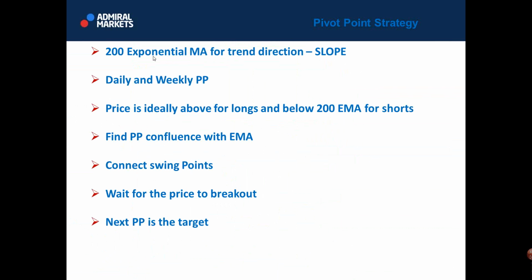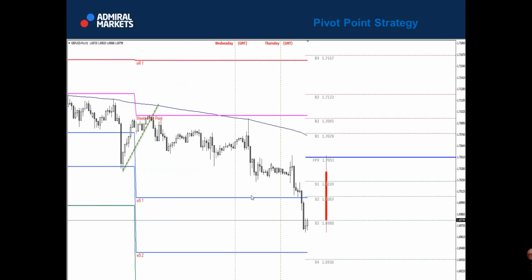What you do is very simple. These are the rules. You need to have 200 exponential MA for trend direction, slope, daily and weekly pivot point. Price is ideally above for longs and below 200 EMA for shorts. You need to find pivot point confluence, usually with EMA, but it doesn't necessarily need to be with EMA. The best thing is to find pivot point confluence. Then you need to connect swing points and just wait for the price to break out.